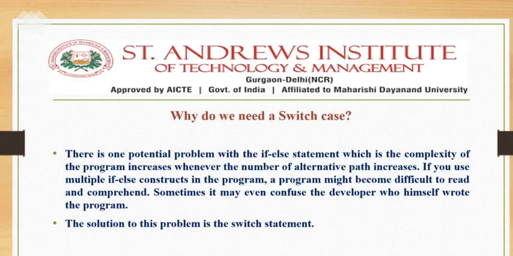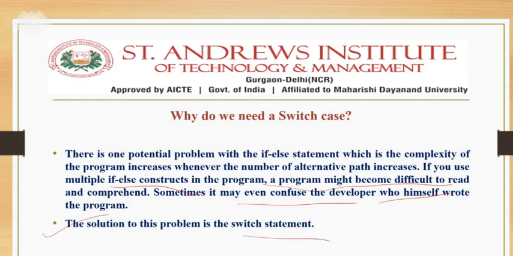Whenever the number of alternative paths increases, we use multiple if else constructs, like if else again and again, multiple nested times. It makes the program more complicated, more complex. So understanding or reading the program becomes difficult. Sometimes it may also confuse the developer who himself wrote that code. The solution for this problem is the switch statement itself.